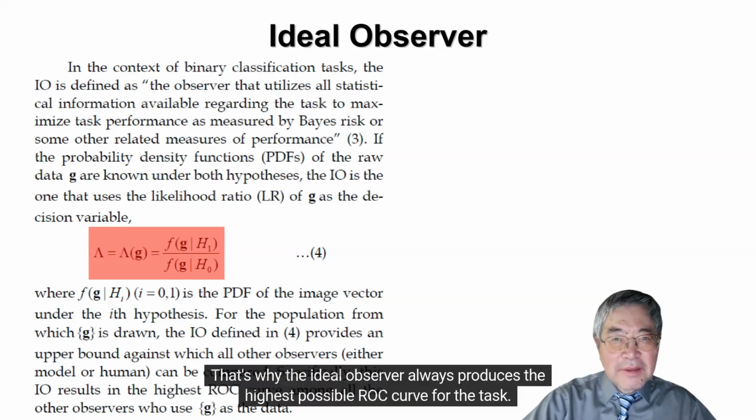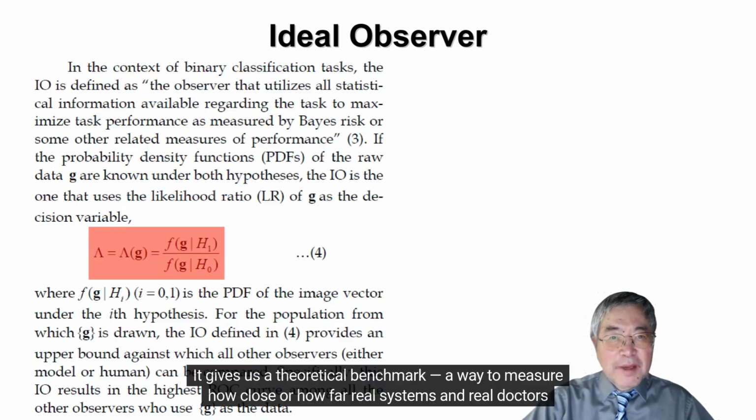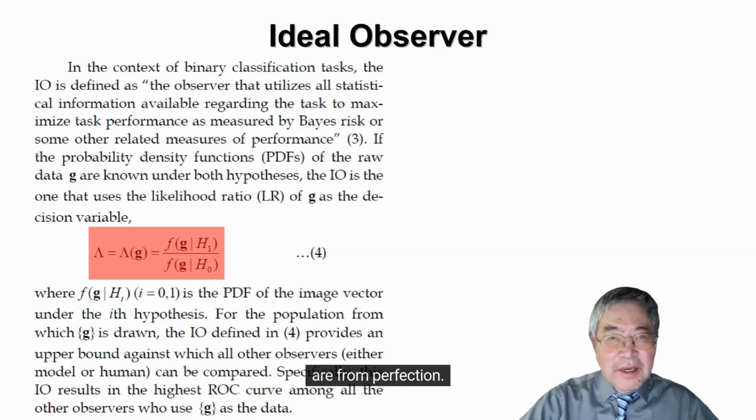That's why the ideal observer always produces the highest possible ROC curve for the task. It gives us a theoretical benchmark, a way to measure how close or how far real systems and real doctors are from perfection.